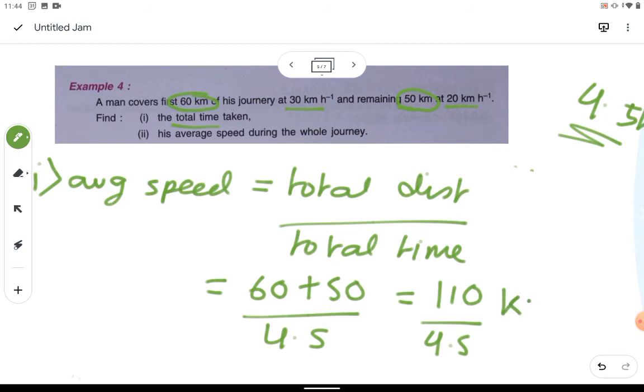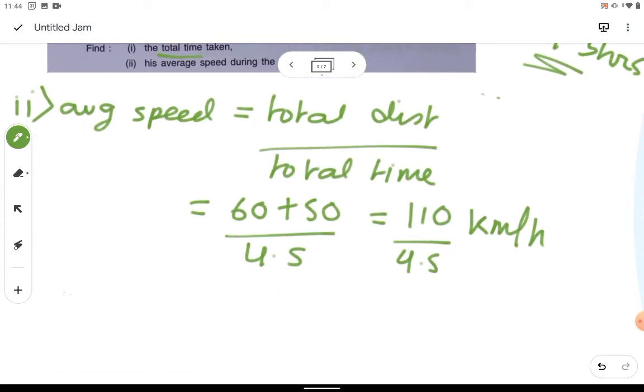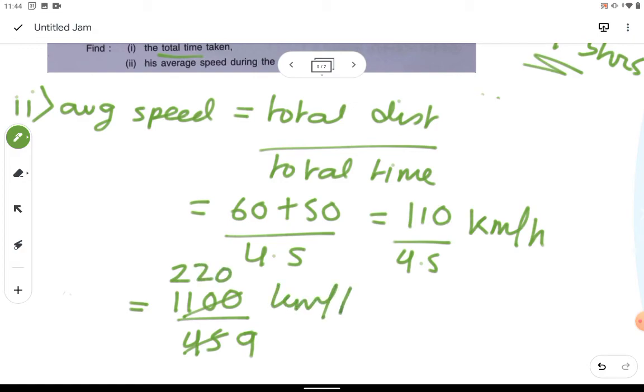Unit will be kilometer per hour. You can do this calculation. 1100 by 45, 5 into 9, 5 into 2, 20, and then simplify it and you will get the answer.